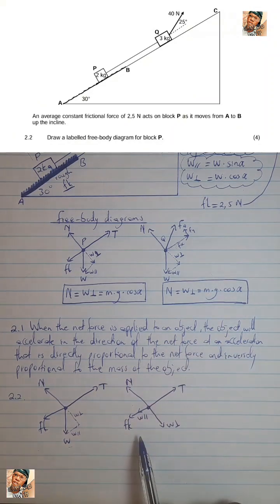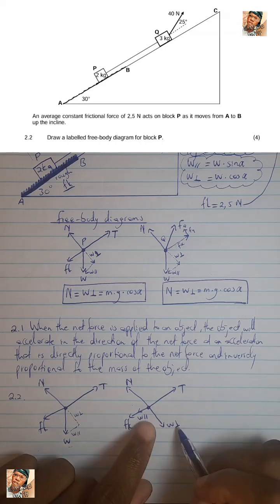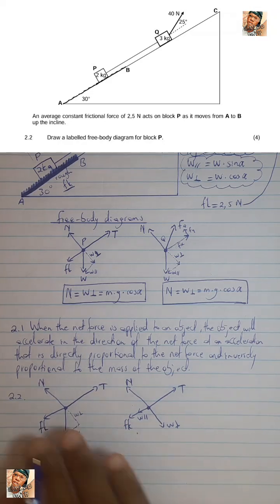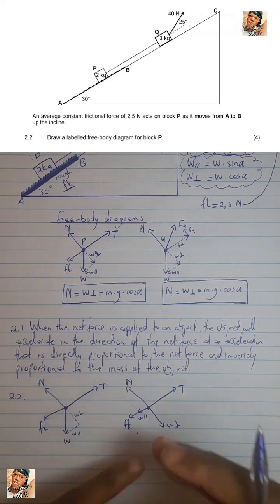So certain people draw it like this. The W perpendicular and the W parallel are going to be considered 1 mark because they represent the same force, which is the W, the weight. So either way, you're still going to get 4 marks. You can draw it like this or like this.